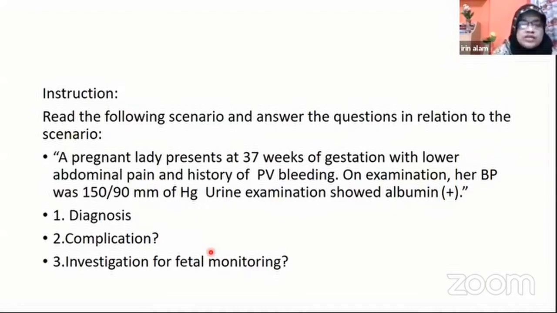Then the question, investigation for fetal monitoring. What are the investigations for fetal monitoring? We usually do ultrasonogram and CTG for fetal monitoring.